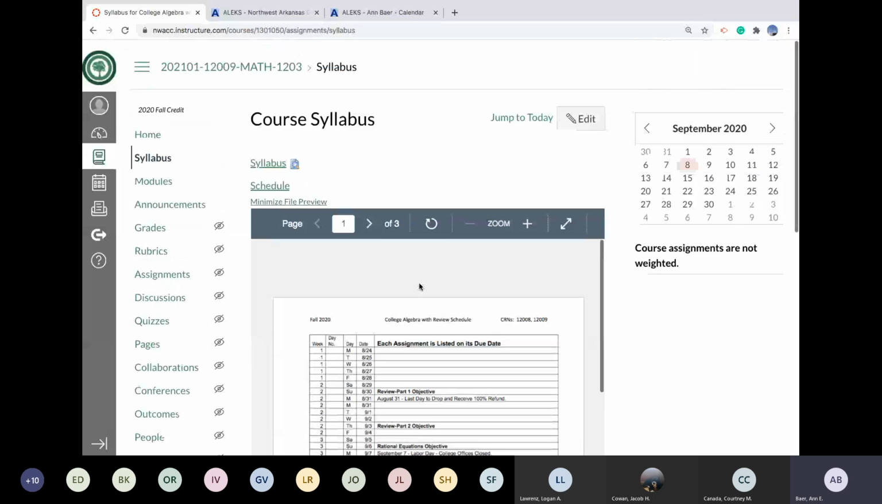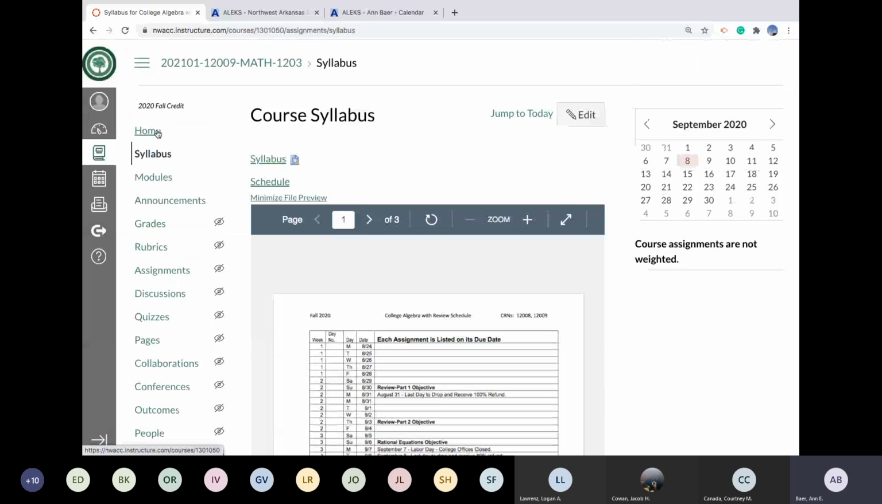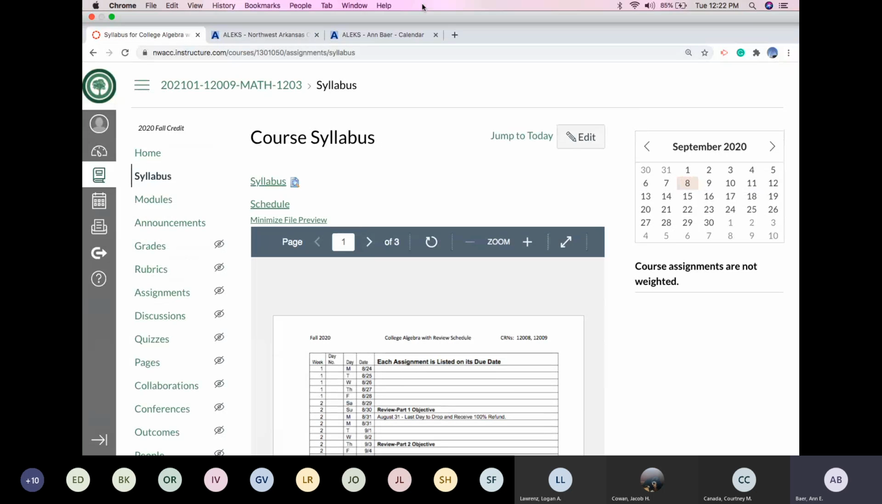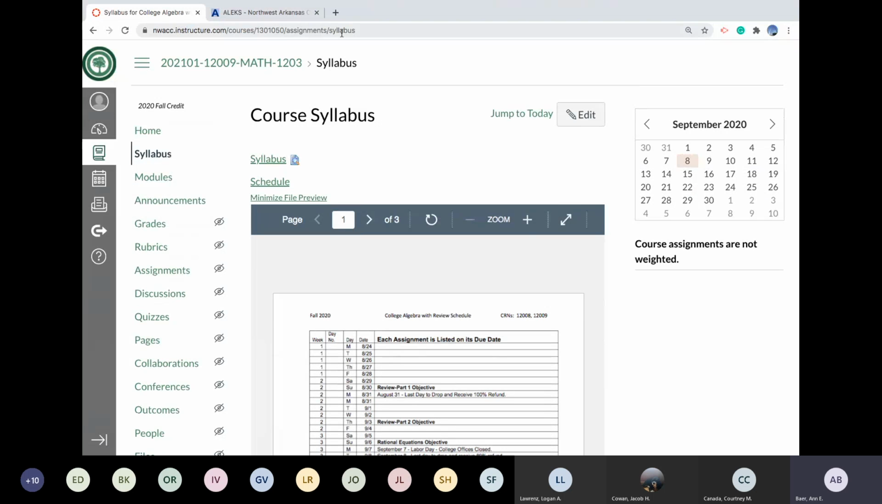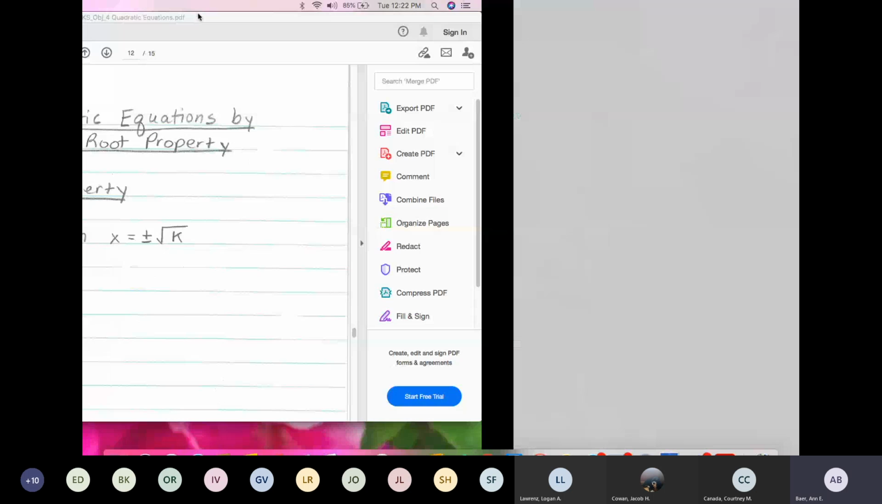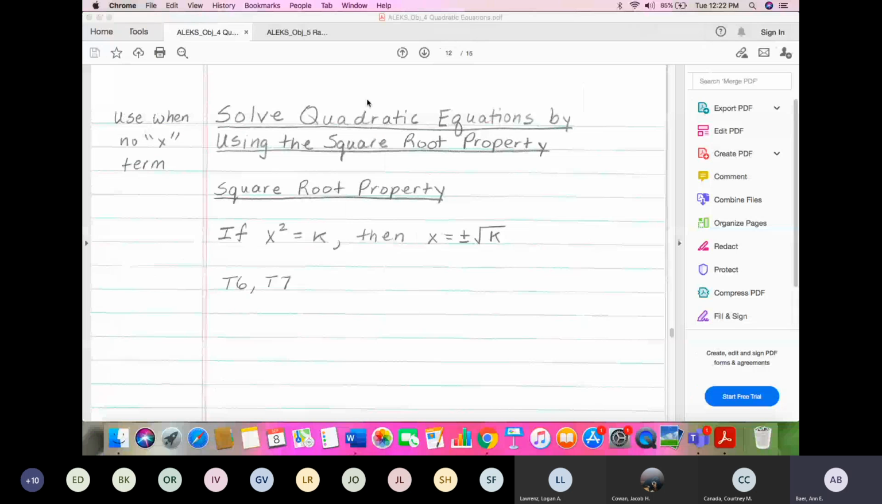But you don't have too much to look at, and you've just got your home screen that you enter on, your syllabus, your modules, and your announcements, and that's it. So let me go back. Let me just close everything down. I like to keep everything clean, especially when I'm conducting a conference.